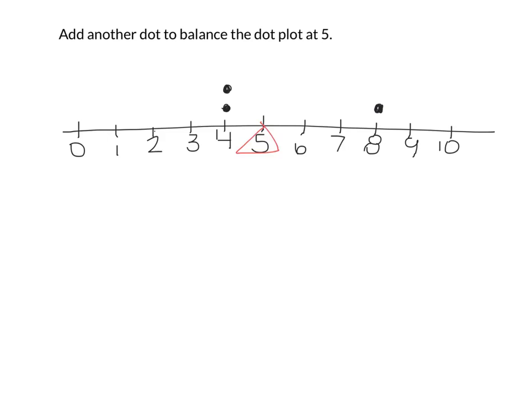So now here's a similar problem for you to practice on your own. Add another dot to balance the dot plot at 5. So you already know the triangle or the fulcrum will be at 5, but figure out where we need to add 1 more dot to make sure that this triangle is at the right spot, that the mean really is 5. So in a second, pause the video, try it out following the same steps we just did on the problem before. When you're done, play the video to check your answers.